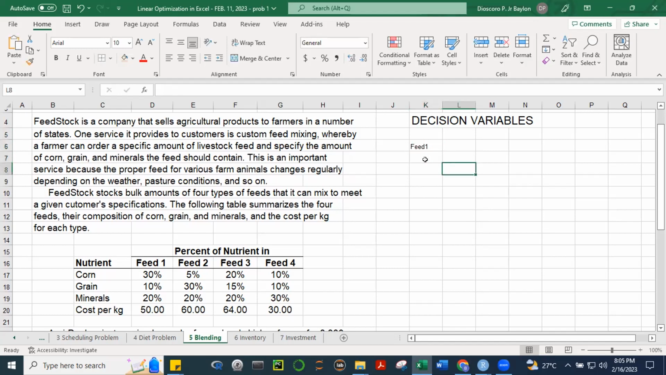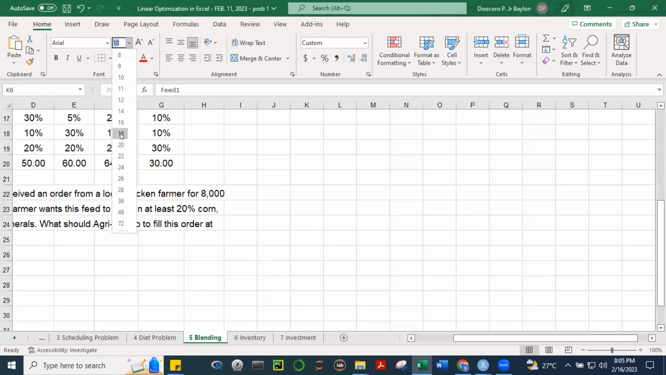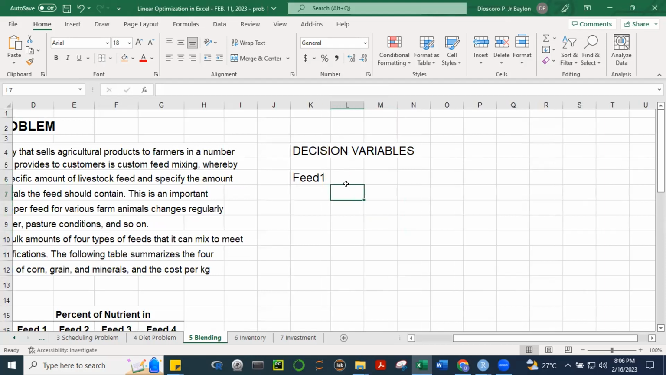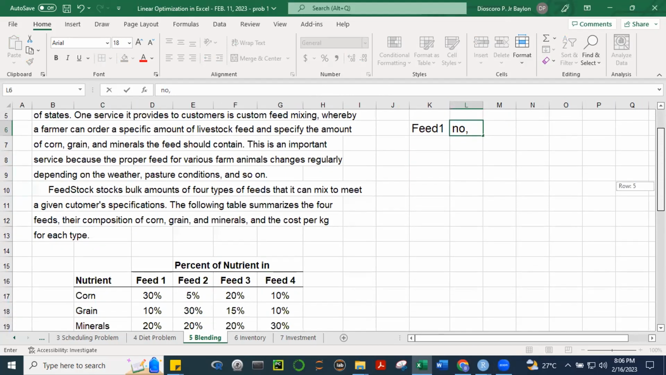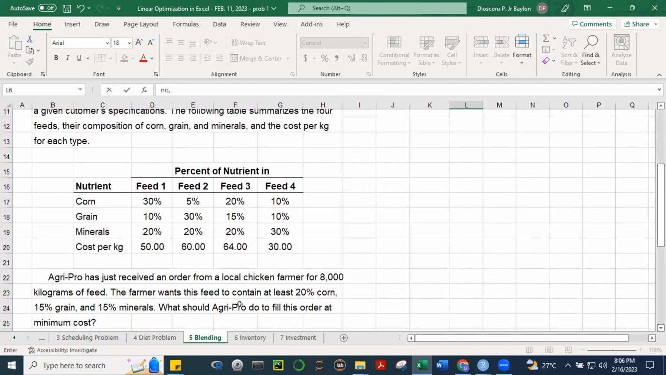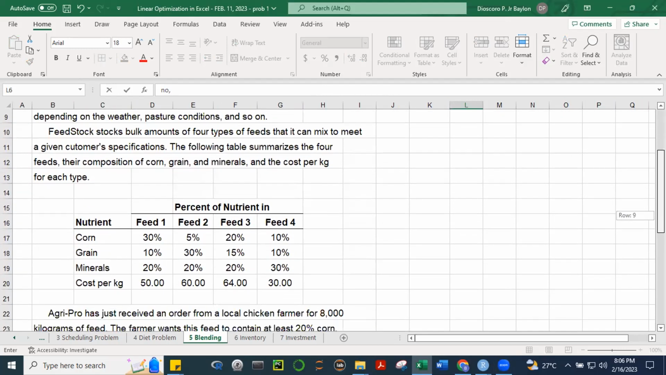Feed 1. Okay, so let me highlight this and make it 18 so that you can see. So feed 1 is, what will be feed 1? It will be number of what? Number of class? Number of what? So we're going to use feed 1 up to feed 4 and mix it so that we have this requirement by the farmer: 20% corn, 15% grain, 15% minerals. So the items are in kilograms, right? Percent of nutrient in feeds per kilogram.